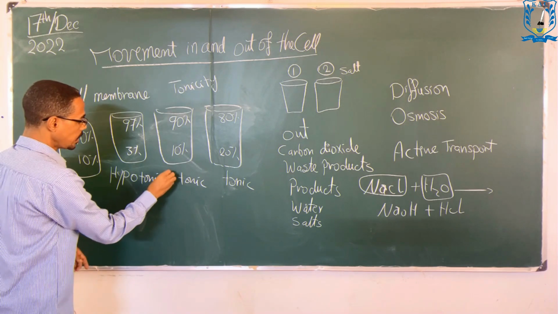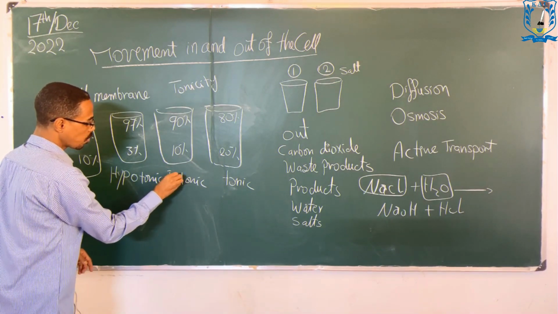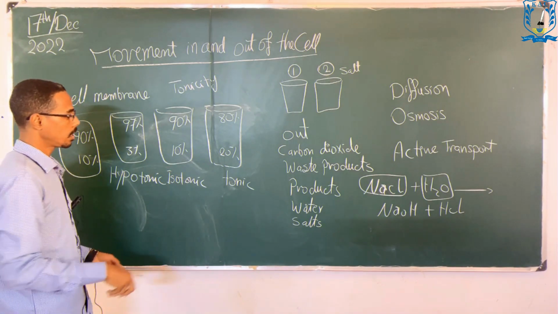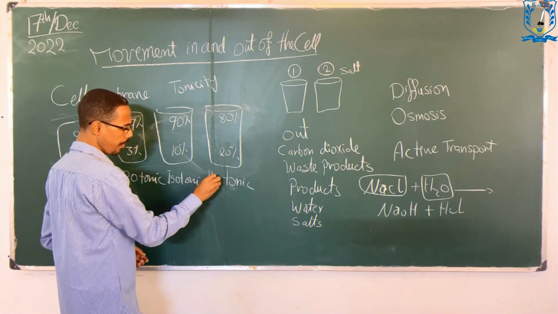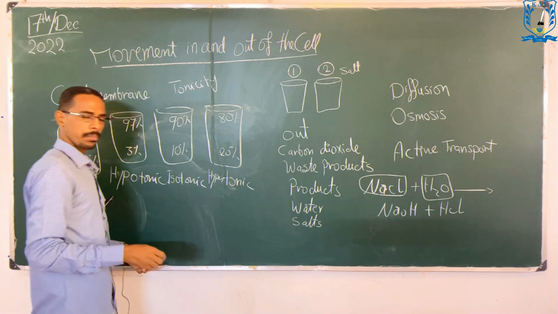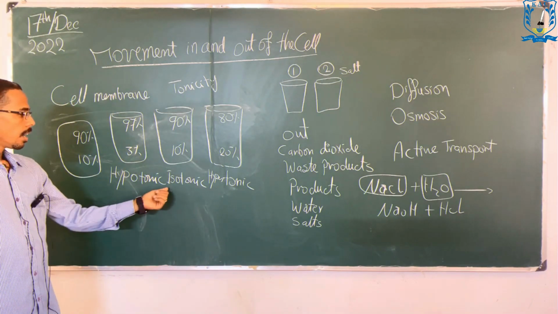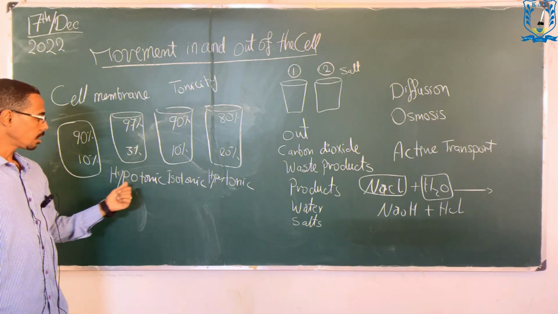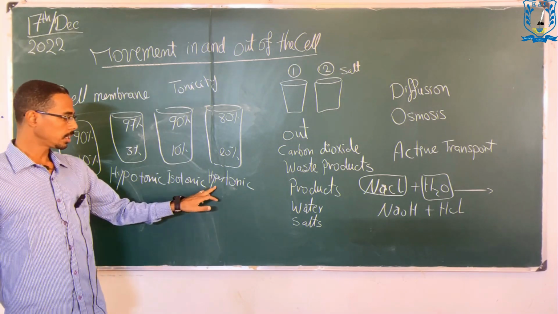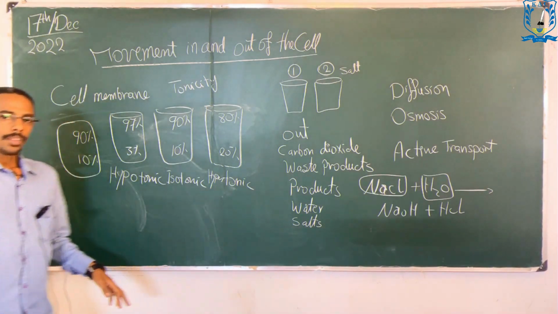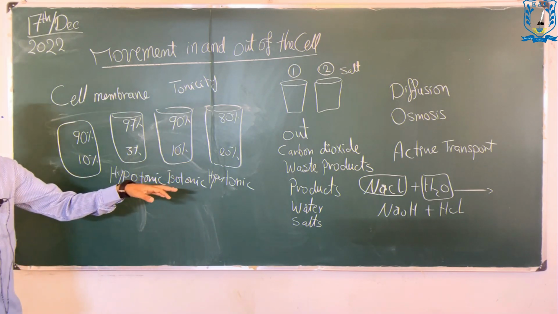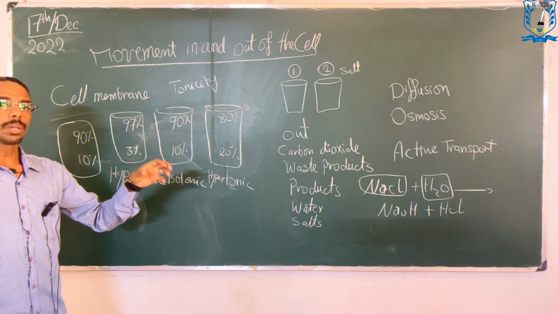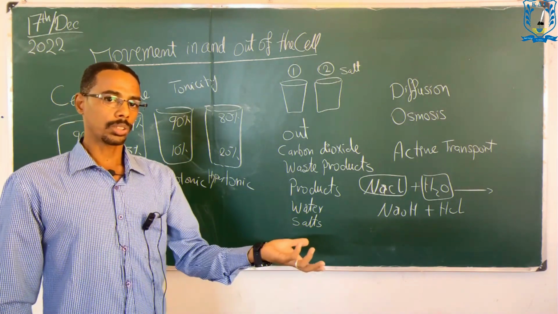And this is the prefix iso, because iso means equal. And here we use the prefix hyper, because hyper means higher. So the prefix here is iso, and the prefix here is hypo, and the prefix here is hyper. So now, if this cell is exposed to any one of those, the movement of water will be according to which one it is exposed to.